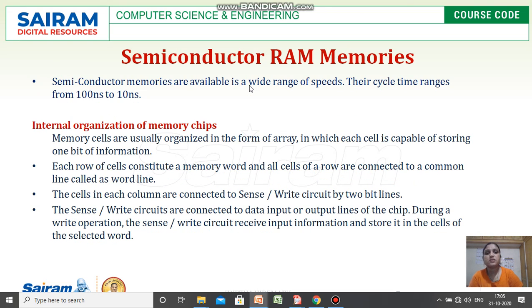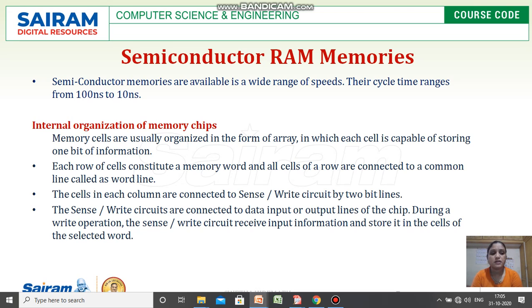Next, I have told you there are different types of memories used in the computer system: RAM, ROM, cache memory, and virtual memory. In this part I'll be discussing the semiconductor RAM memories. RAM means random access memory, and the time required to access data in any part of the memory will be the same.